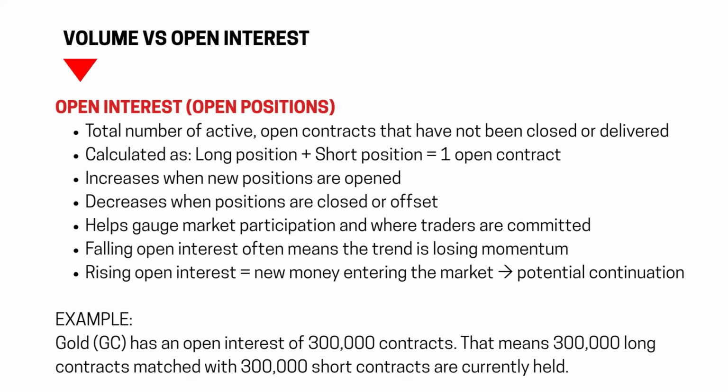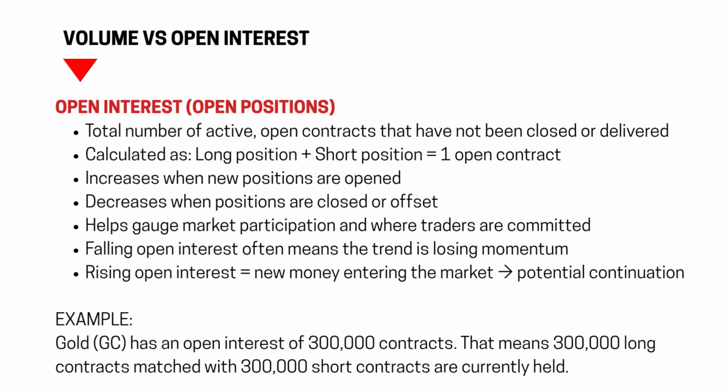And what is open interest? Well, that is the total number of active open contracts that have not been closed or delivered. So notice the difference there to volume. It's calculated as a long position plus a short position equals one open contract. It increases when new positions are opened and decreases when positions are closed or offset. I'm hoping you can start to see how you could use that information. It helps gauge market participation and where traders are committed.